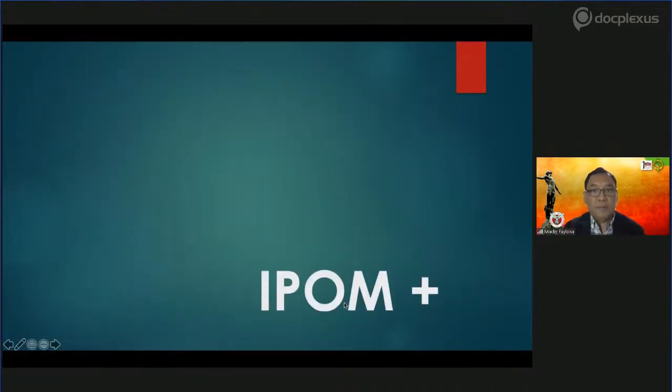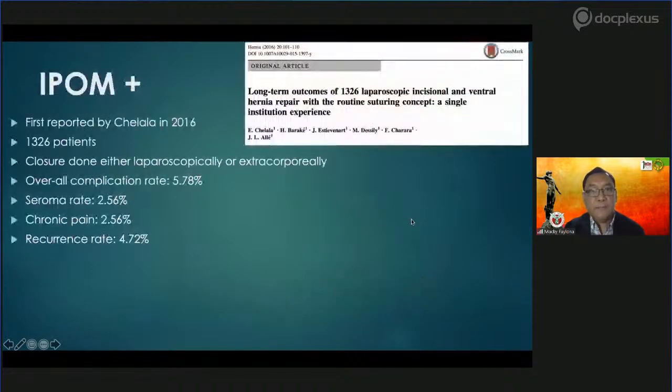And that brought about the IPOM Plus technique. The IPOM Plus was first reported by Chilala in 2016. He reported on 1,326 patients. The closure was done either laparoscopically or extracorporeally. And you would note that the complication rate, the seroma rate, the chronic pain, and the recurrence rate are quite low.